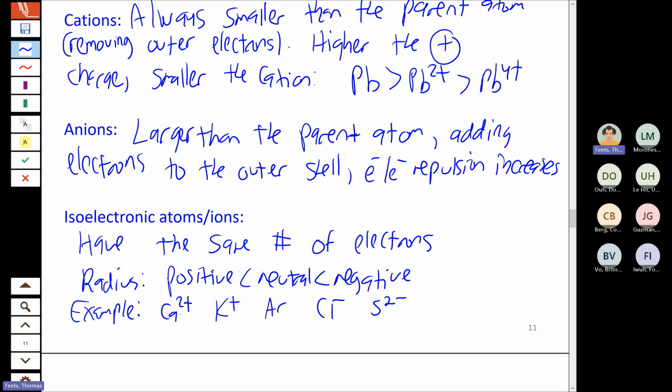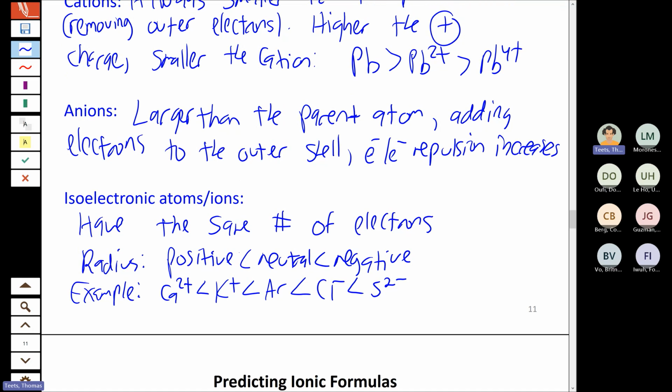But the ones that are positively charged are going to be the smallest. They have the most protons, so they pull the electrons closer. The ones that are negatively charged are going to be the biggest. So all of these have the same configuration, but this is the order of their sizes because the ones that are positively charged have more protons, so they pull those same electrons closer.